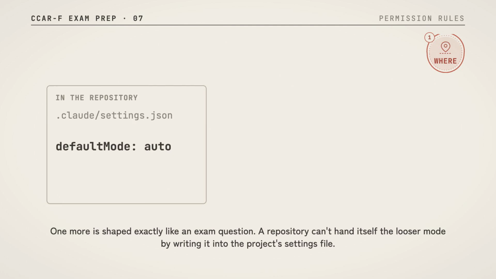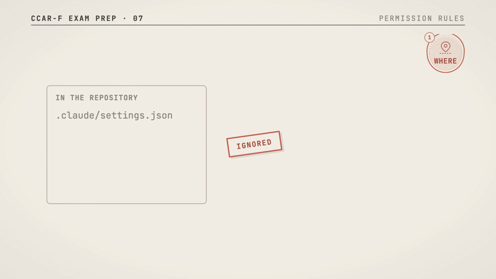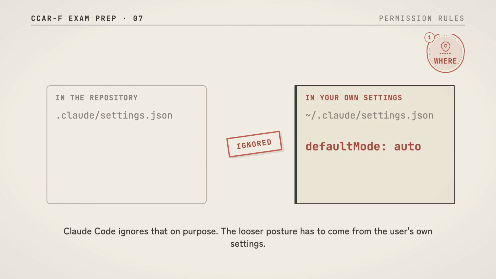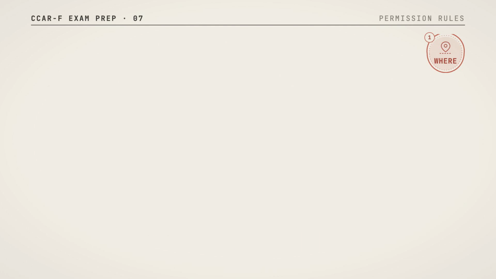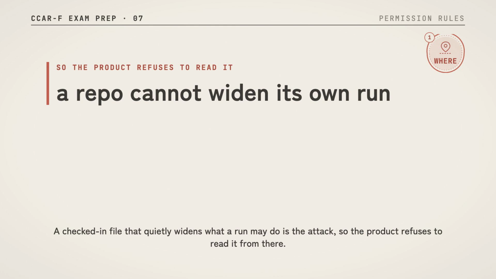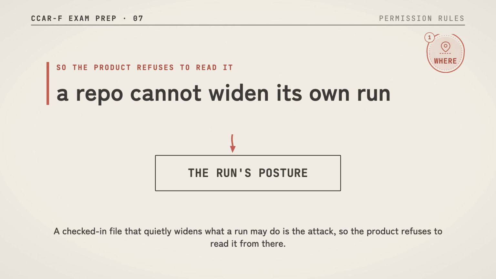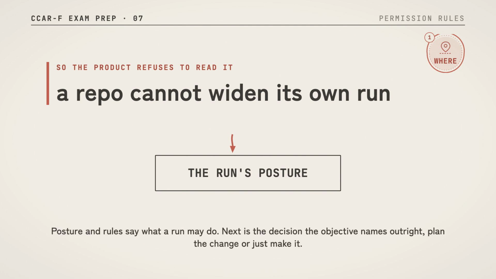One more is shaped exactly like an exam question. A repository can't hand itself the looser mode by writing it into the project settings file. Claude Code ignores that on purpose. The looser posture has to come from the user's own settings. A checked-in file that quietly widens what a run may do is the attack, so the product refuses to read it from there. Posture and rule say what a run may do.